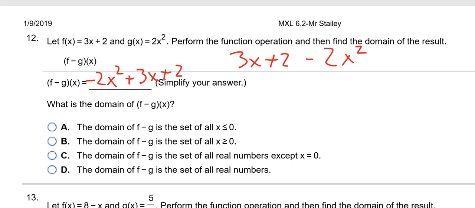What do you think about the domain of that? A, B, C, or D? Are there any denominators to worry about? If there aren't any denominators to worry about, then what is it? All real numbers, right? So D is correct.